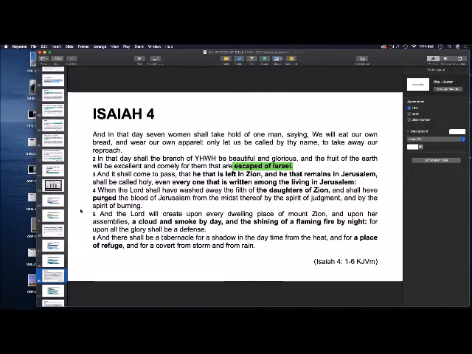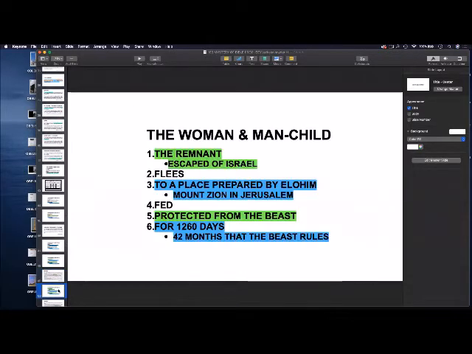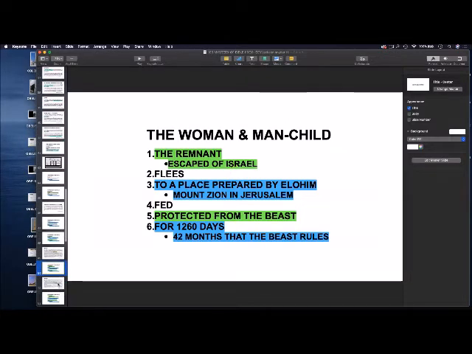In that day shall the branch of Yahweh be beautiful and glorious, and the fruit of the earth will be excellent and comely for them that are escaped of Israel. So they are recognized again by Isaiah as the escaped of Israel. Let me just stay here to keep my chart going. The remnant of Israel are the escaped of Israel. Okay, so I'm marking that one down.